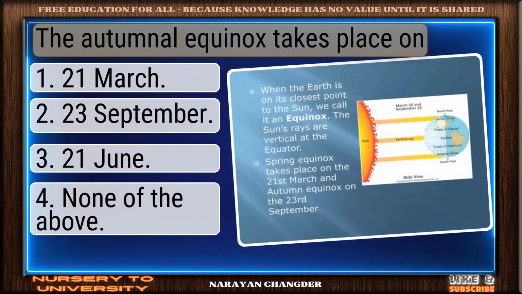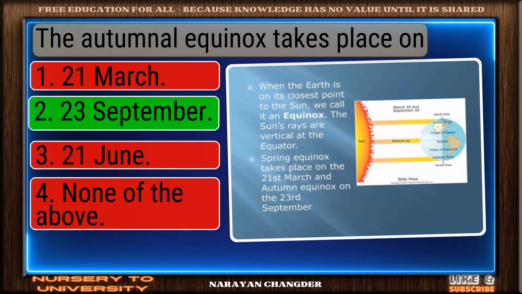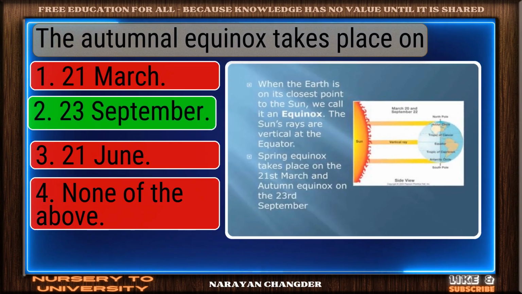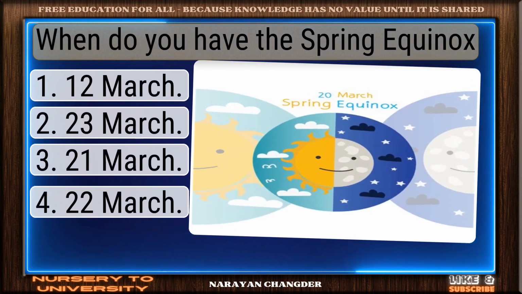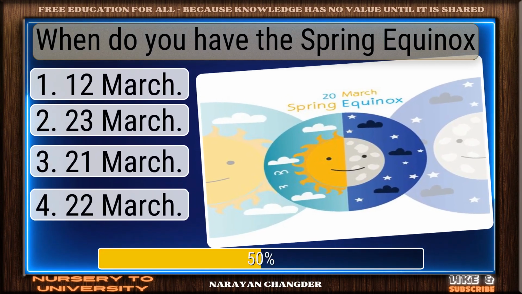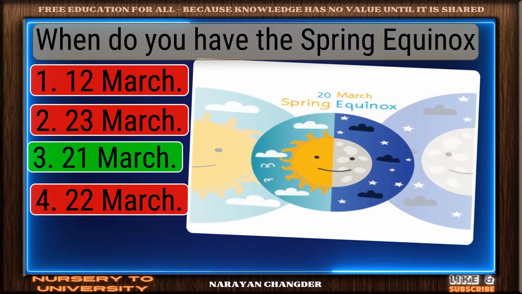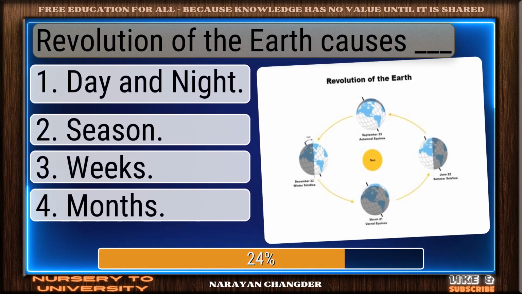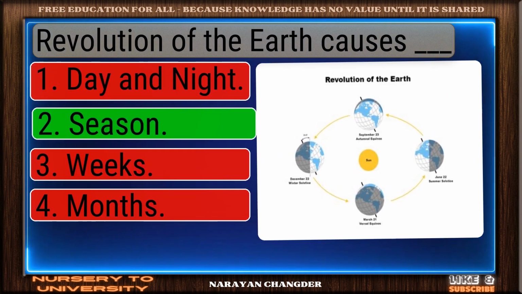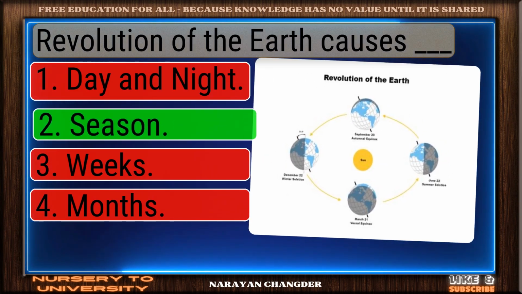The autumnal equinox takes place on... Well reasoned. 23 September is the correct choice. When do you have the spring equinox? Good job. Your answer 21 March works well here. Revolution of the Earth causes dash. You got it. Your choice season is right.